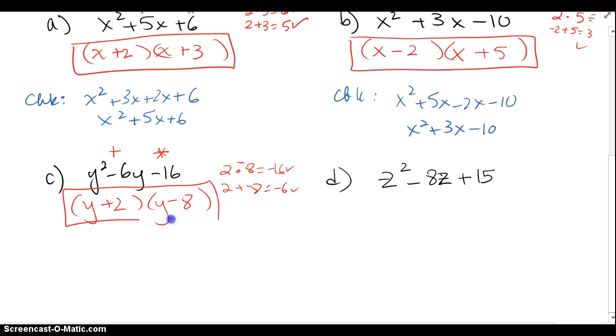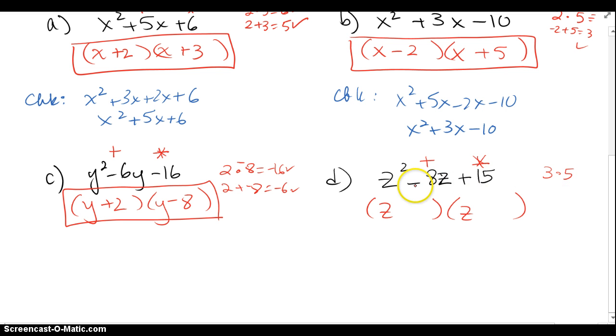And again, you can check your work if you want to by multiplying it out. Part D, I'm going to have z and z. And I'm looking for two numbers that multiply to a positive 15 but add to a negative 8. So if they multiply to be positive, both of them have to be either positive or negative. But if they're adding to be negative, both of them better be negative. The two factors of 15 that come to mind are 3 and 5.